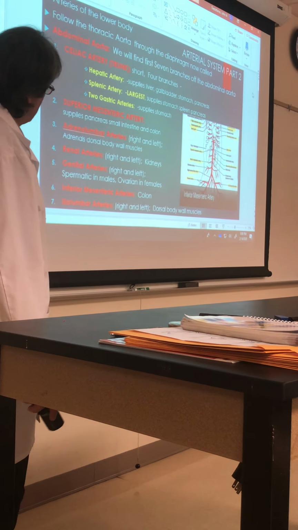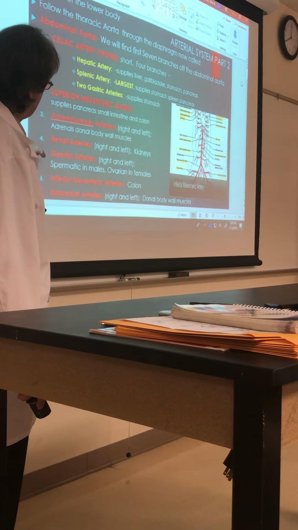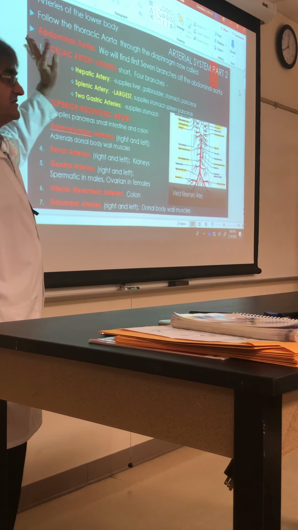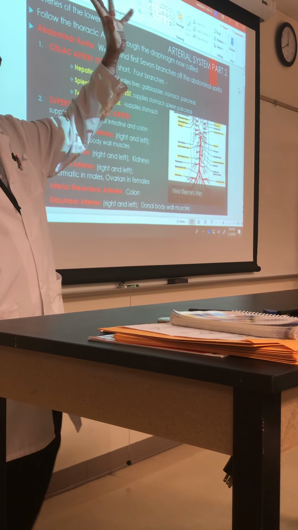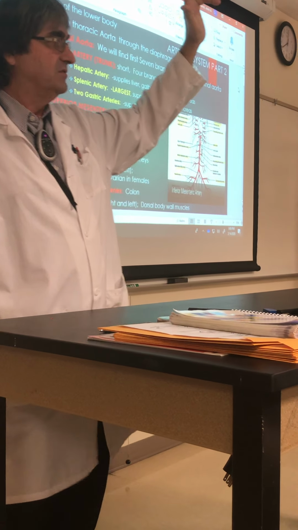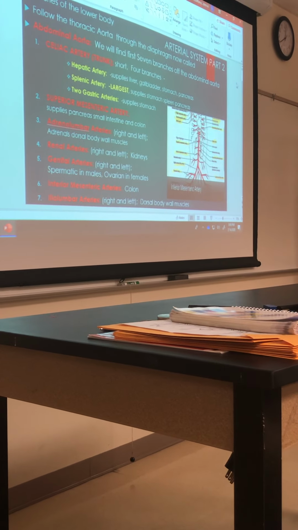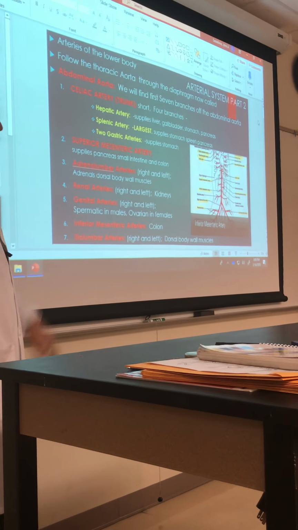So which ones did I say don't worry about? Adrenal, lumbar, and genital, 3 and 5. So 1, 2, 4, 6, 7. Make sure you can identify them on the cats.